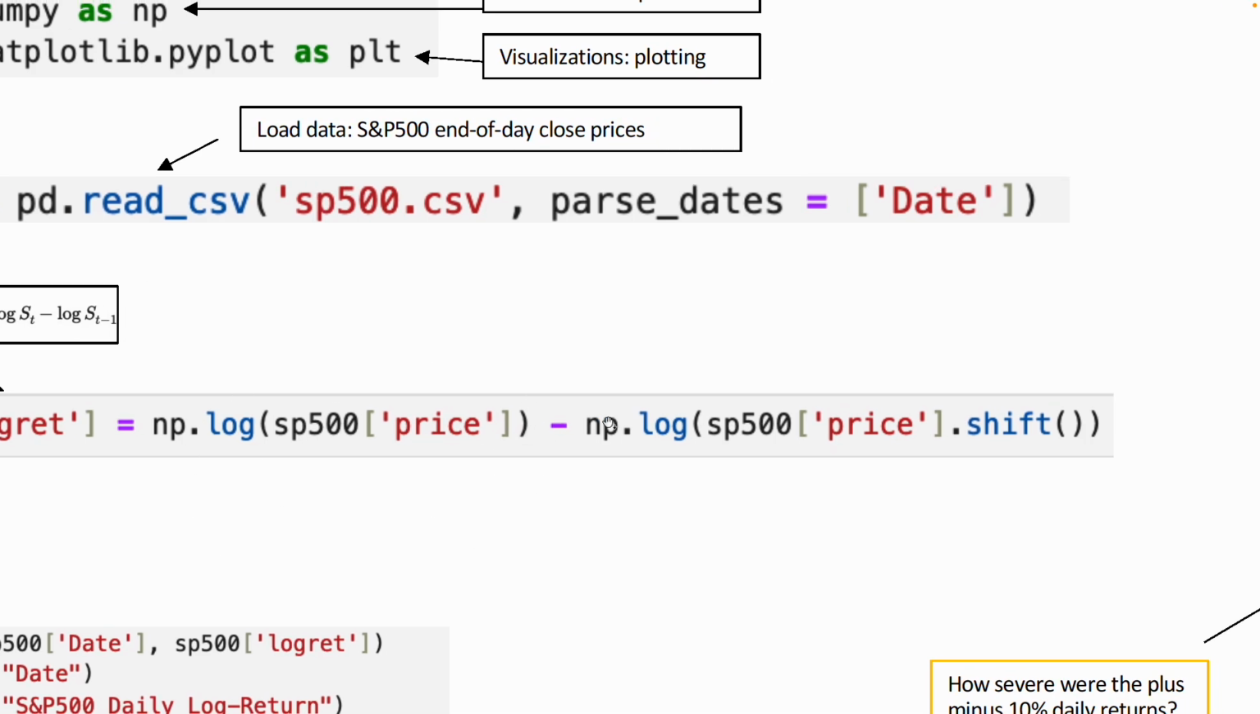So here we have the price minus also the price, but there's an operator here, shift. So we will shift the price. If you play around a bit, you will see the price is shifted into the past.